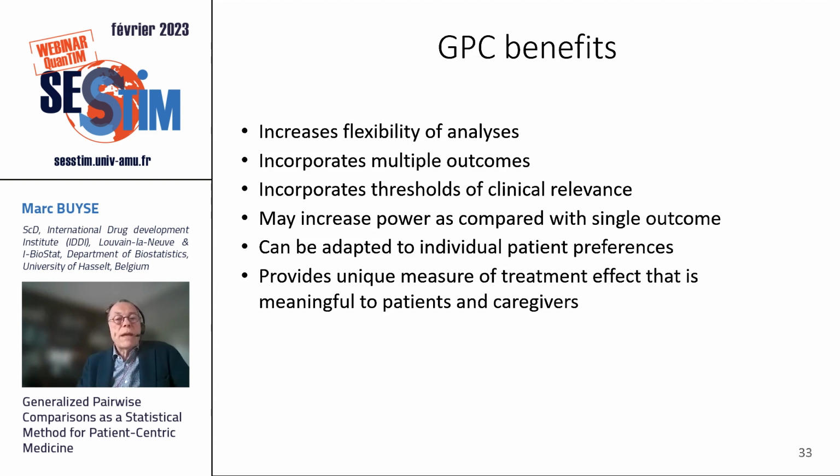And finally, and importantly, the GPC approach provides a unique measure of treatment effect, in this case, the net treatment benefit, that is meaningful to patients and caregivers. Again, because the method is so simple, you can explain the method and then people understand what it means to have a positive net treatment benefit or a negative net treatment benefit.